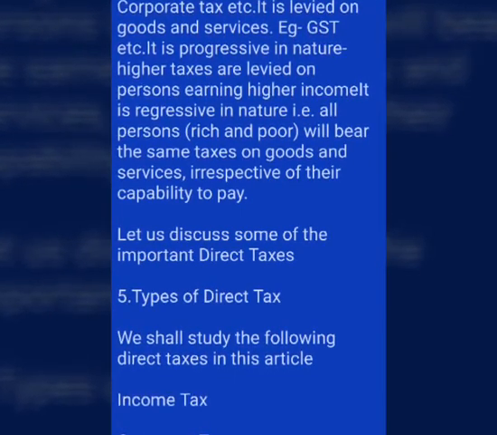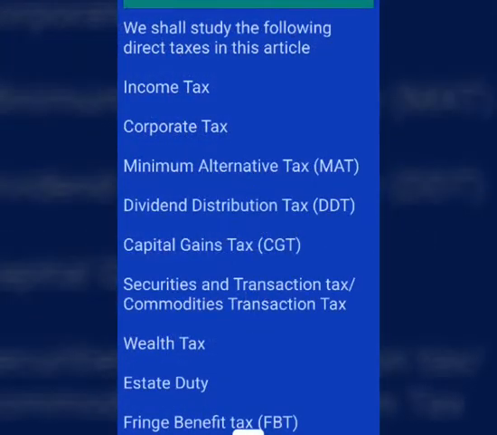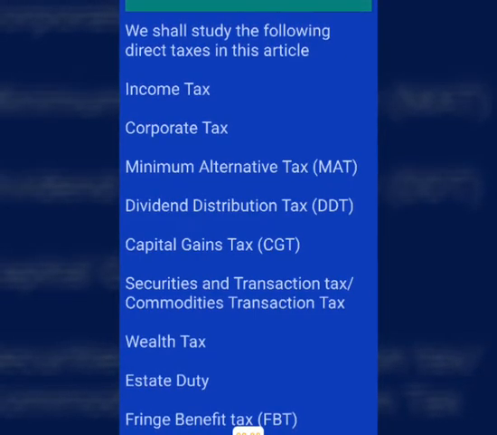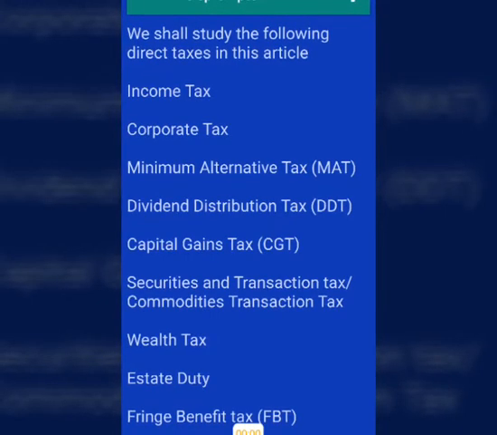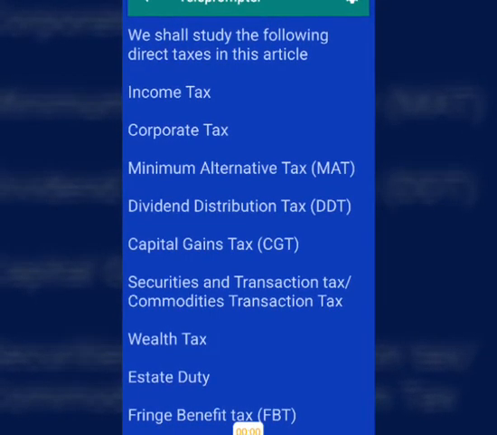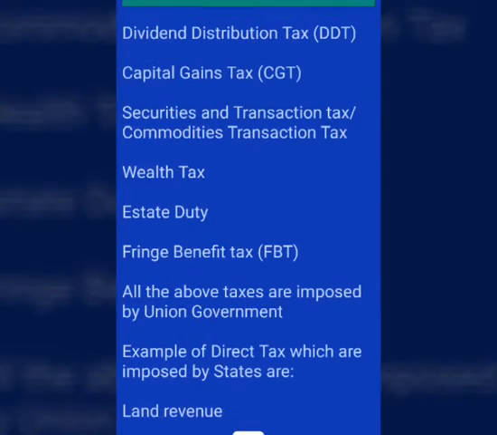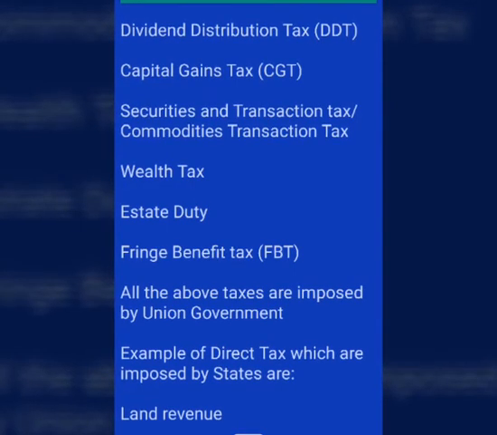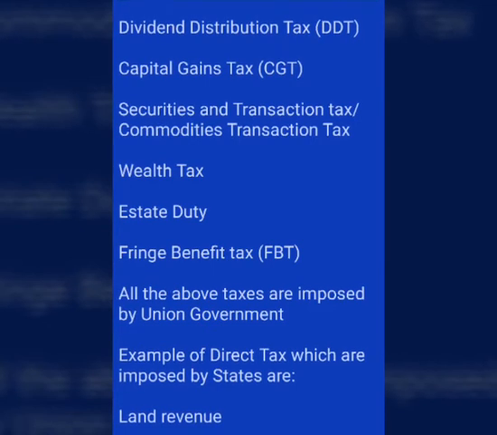Let us discuss some of the important direct taxes. 5. Types of direct tax. We shall study the following direct taxes in this article: income tax, corporate tax, minimum alternative tax (MAT), dividend distribution tax (DDT), capital gains tax (CGT), securities transaction tax, commodities transaction tax, wealth tax, estate duty, fringe benefit tax (FBT). All the above taxes are imposed by the union government.